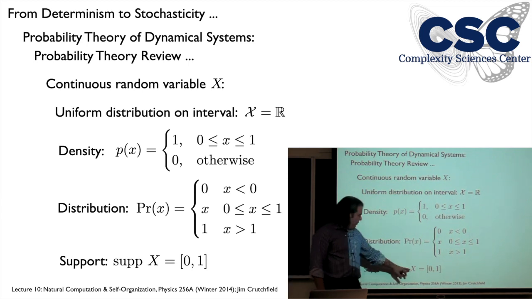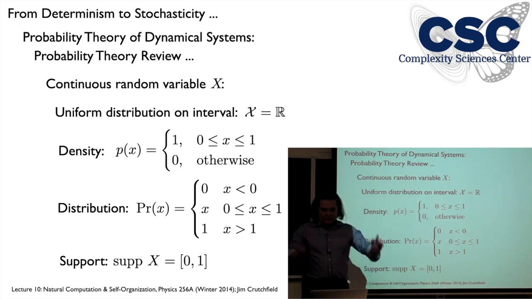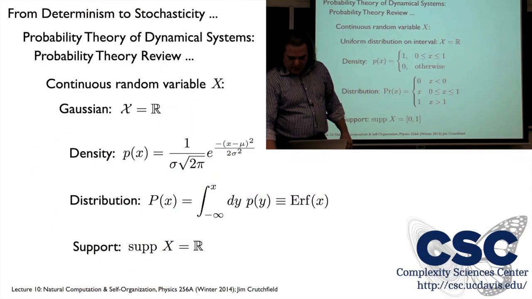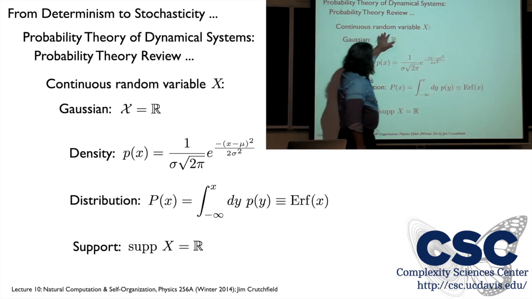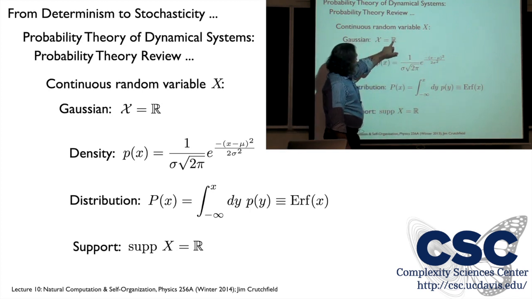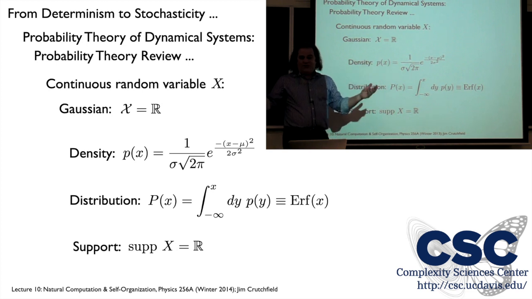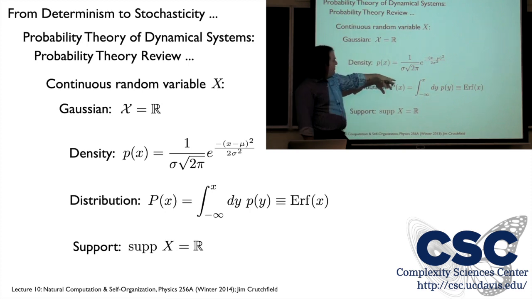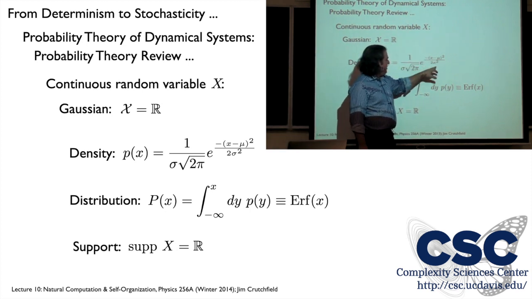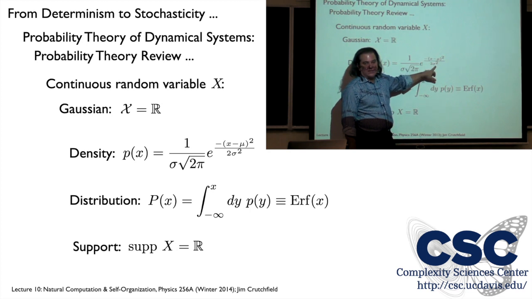And then finally, the support of this random variable is just a unit interval, 0 to 1 inclusive. Another familiar example of a continuous random variable on the real line would be the Gaussian distribution. The density is what we usually write down. That's what we work with. That's just this familiar exponential quadratic form with mean and standard deviation.